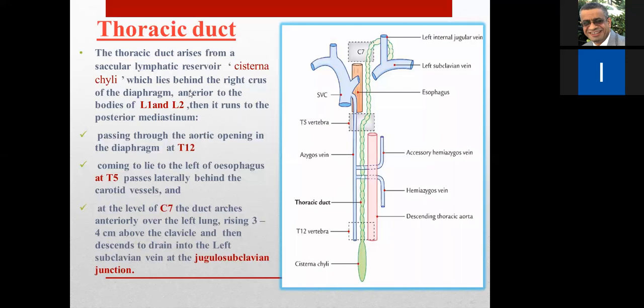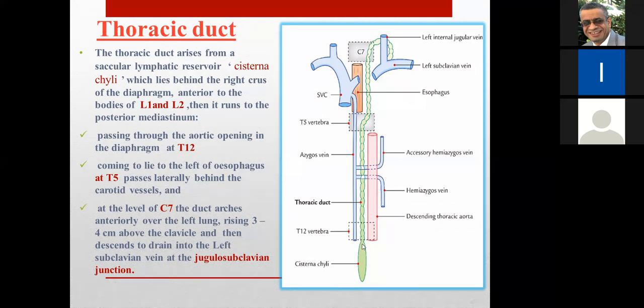The thoracic duct. The thoracic duct arises from a saccular lymphatic reservoir called the cisterna chyli, which lies behind the right crus of the diaphragm, anterior to the level of L1, L2, and then it drains to the posterior mediastinum. This is the cisterna chyli at the level of L1, 2, then passing through the aortic opening in the diaphragm at the level of T12, the thoracic duct passes through three important levels.